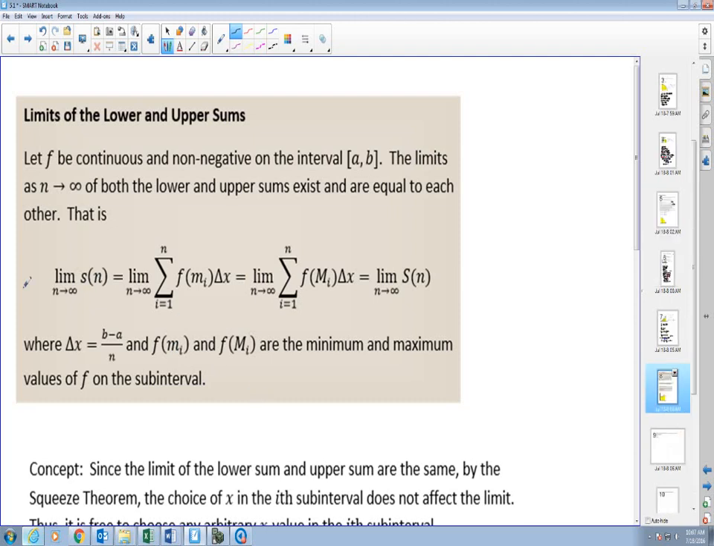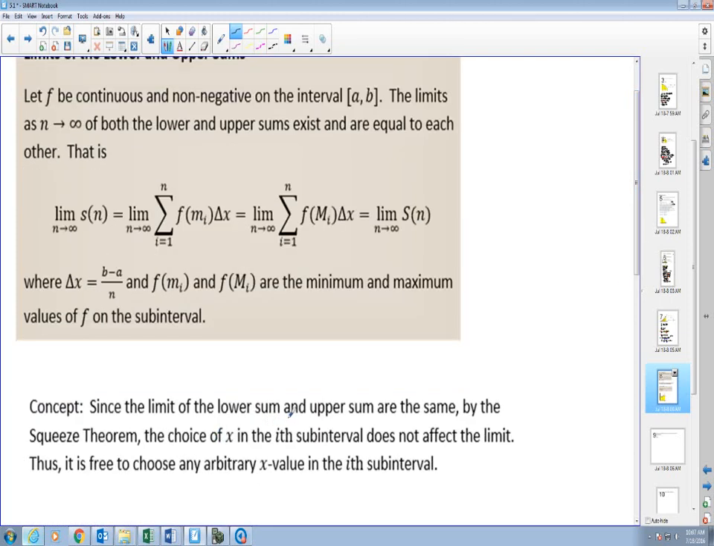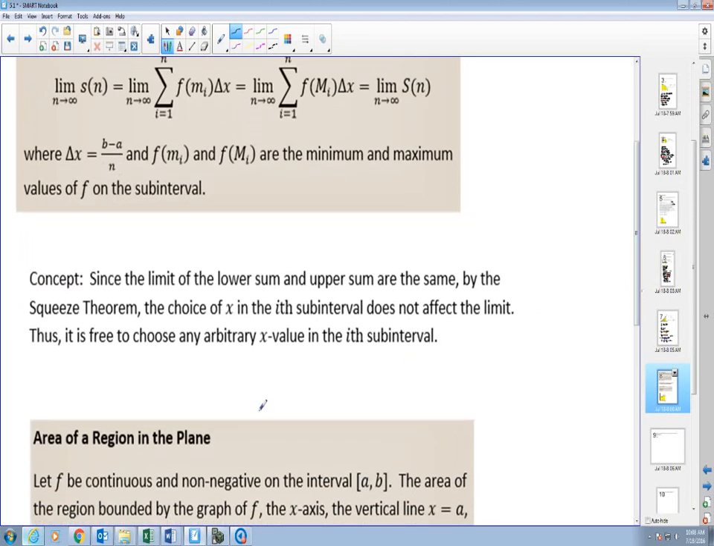All right. So the reason why I write it out this way is so we can see that since the limits of the lower and upper sum are the same, by the squeeze theorem we talked about in other lecture videos, the choices of x in the ith subinterval, in any subinterval, do not affect the limits. The choice of any x value in any subinterval does not actually affect the limits. And that is to say that we are actually free to choose any arbitrary x value in the ith subinterval.